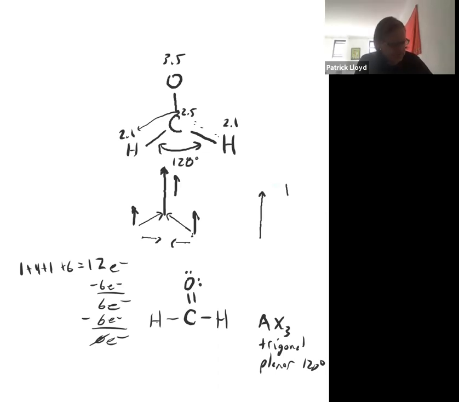Well, let's do it this way. Two of them are going up a little bit, and one's going up a lot. So if you add those three together, you're going to get a large y direction, right? So that's exactly what happens with this molecule, formaldehyde. It's actually a very polar molecule.